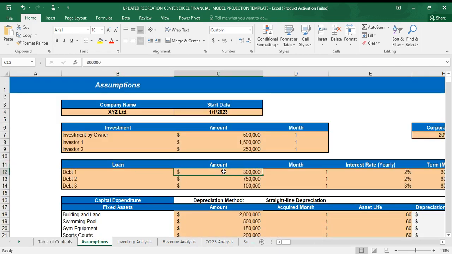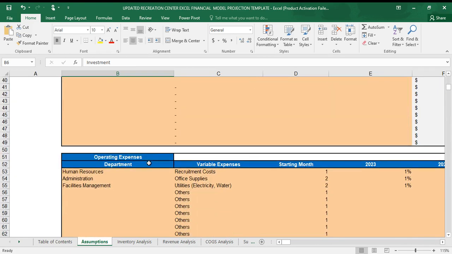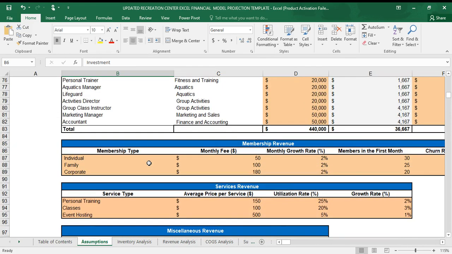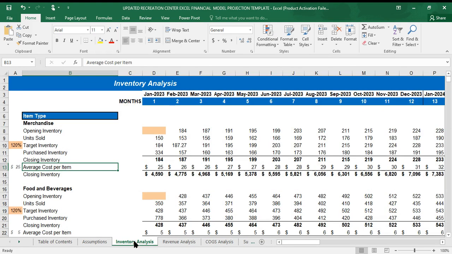Starting off with the first sheet, assumptions, here we have included the major assumptions of the business. Now these assumptions include your investment assumptions, loan, capital expenditure, operating expenses, payroll, revenue assumptions, as well as cost assumptions. Moving on to the next sheet, inventory analysis. Here we have calculated the closing inventory figures both in units and in dollars for the business.